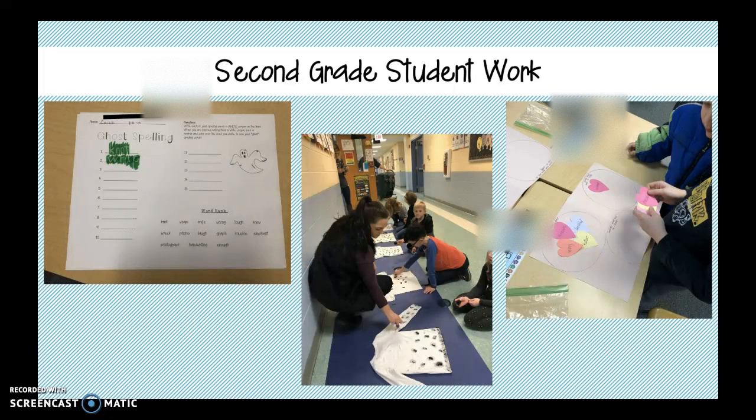On this slide, you are able to observe multiple different work samples from my second grade students. On the left, I have a ghost spelling sheet where the students were allowed to choose their own color and write their spelling word in white crayon and cover over top with a marker to reveal their spelling word. This was a fun way for the students to practice writing on a line and their spelling words.